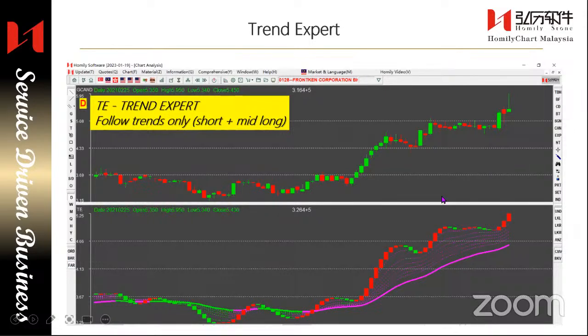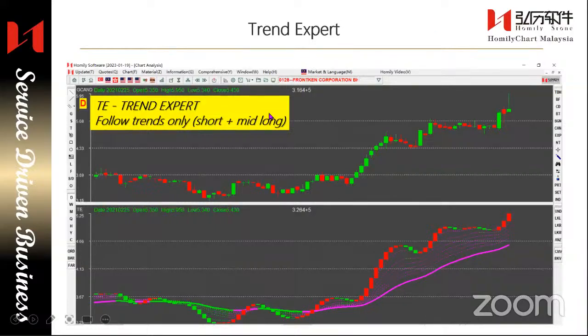So the first is trend expert. I think you must be very familiar with this indicator. Every class we talk about this indicator. So maybe some members wonder whether this trend expert predicts the price, for example, predicts tomorrow up or down. Or this indicator is only designed to follow the trend. This is important. Today, the answer for trend expert is these indicators are designed to follow trends only.